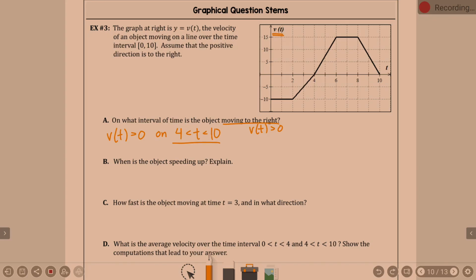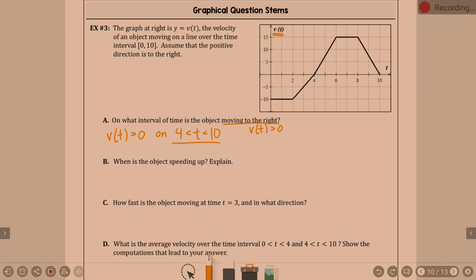Okay. When is the object speeding up? Between 4 and 6. And why is that? Because it's getting farther away from the x-axis. Okay. Well, so it'd just be 4 and 6 because both velocity and acceleration are positive. No other place, they match up like that.